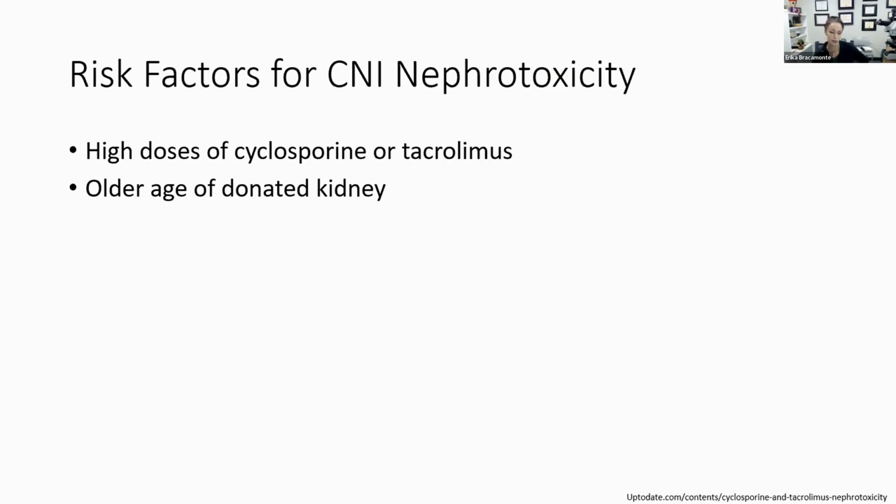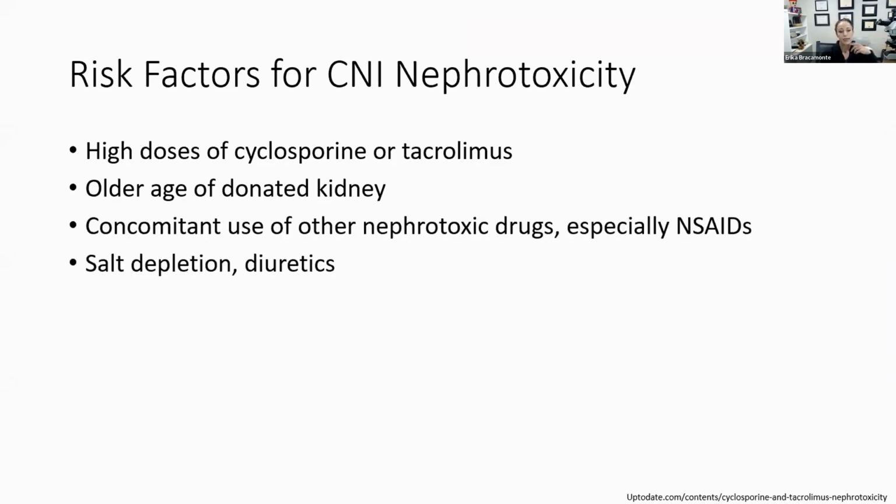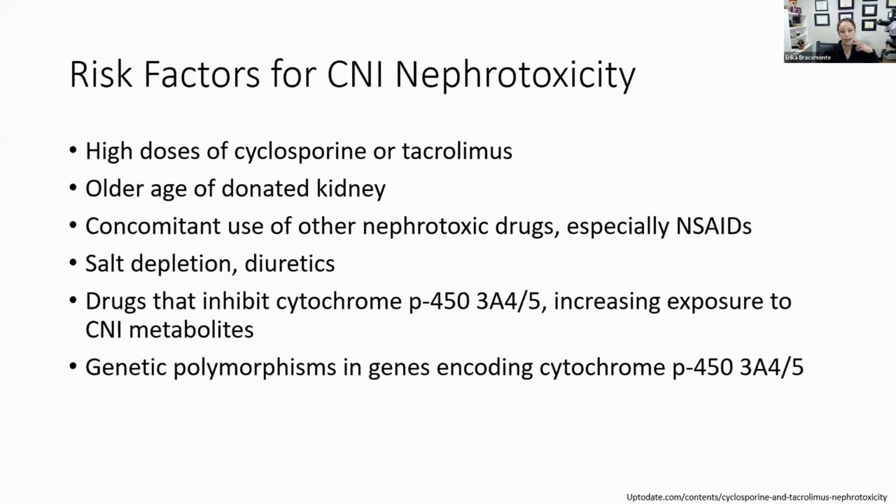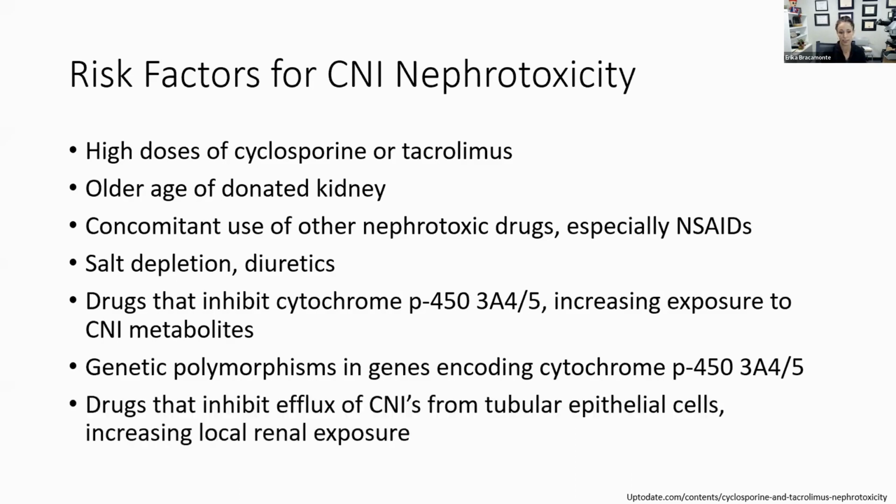So what are the risk factors? We know that high doses, obviously, can impact, and then older age of the donated kidney. I don't remember exactly how old the donor was in this particular case. If there are other nephrotoxic drugs, especially NSAIDs, that can also predispose, as can salt depletion and diuretics. And because these drugs are metabolized through cytochrome P450, any other drugs that patients are taking that inhibit that are going to increase the exposure. And also patients that have genetic polymorphisms in the genes encoding the cytochrome P450.